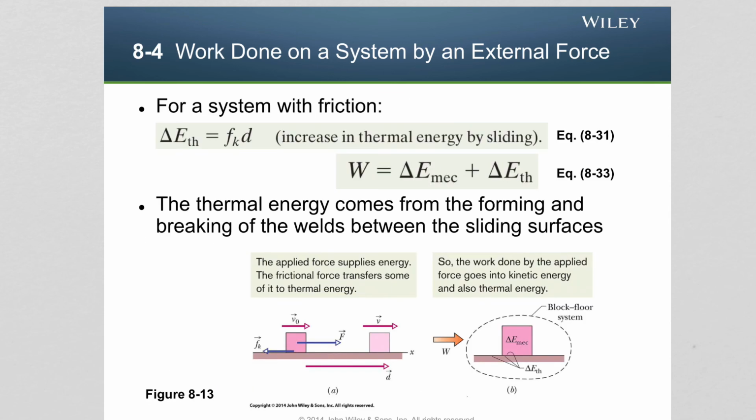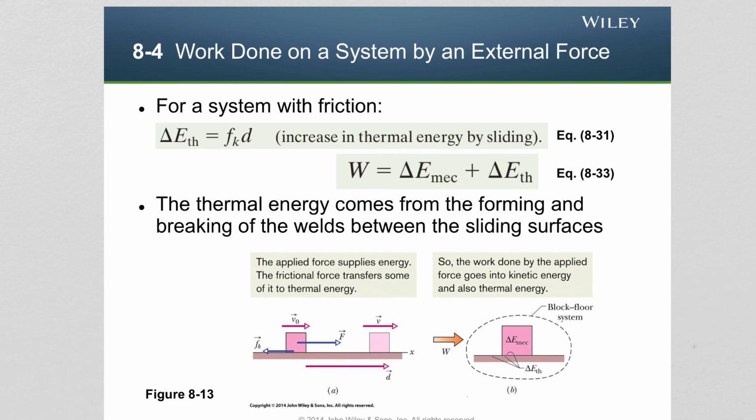Now let's add friction to the discussion. For a system with friction, the change in thermal energy is equal to the work done by the friction force. And so this is the increase in thermal energy because of friction. So then the work done by external forces will be equal to the change in mechanical energy plus the change in thermal energy.